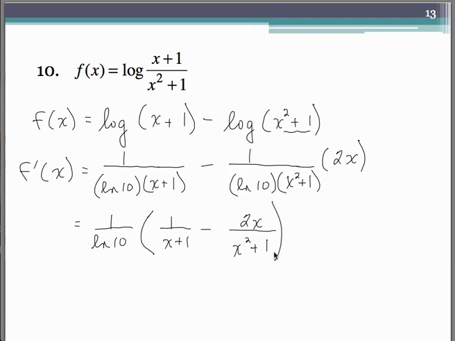I mean, you typically will not be required to combine those two fractions and actually subtract them by finding common denominators. So leaving it like this would be most sufficient. So hopefully that walkthrough of the derivative of logarithmic functions was helpful.